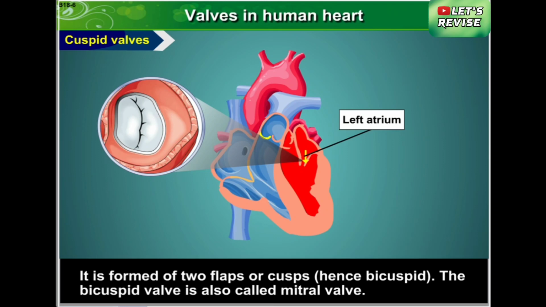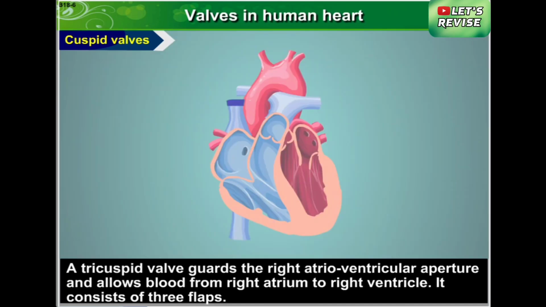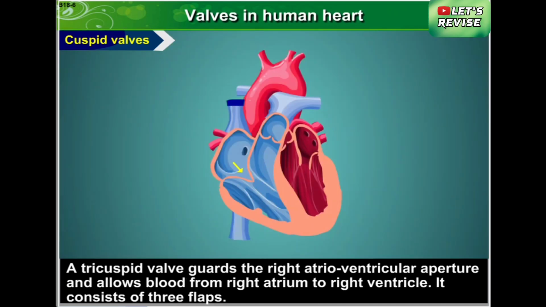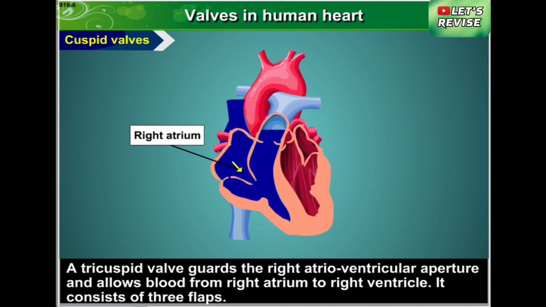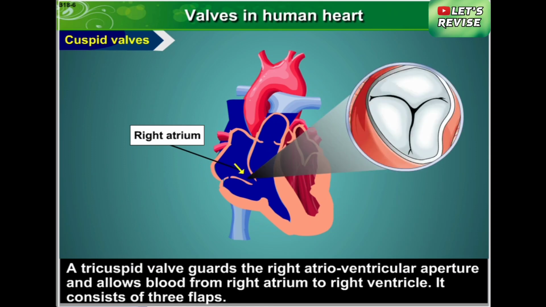The bicuspid valve is also called mitral valve. A tricuspid valve guards the right atrioventricular aperture and allows blood from right atrium to right ventricle. It consists of 3 flaps.